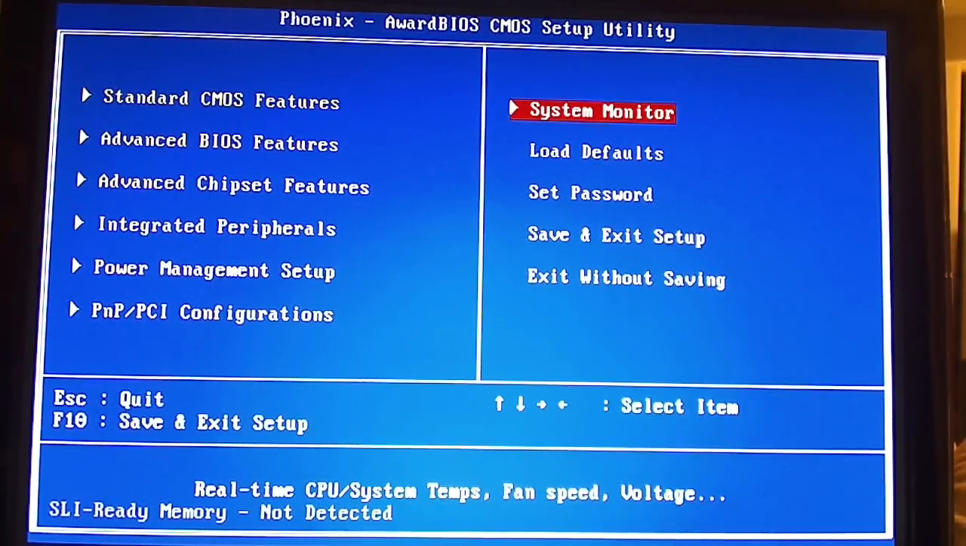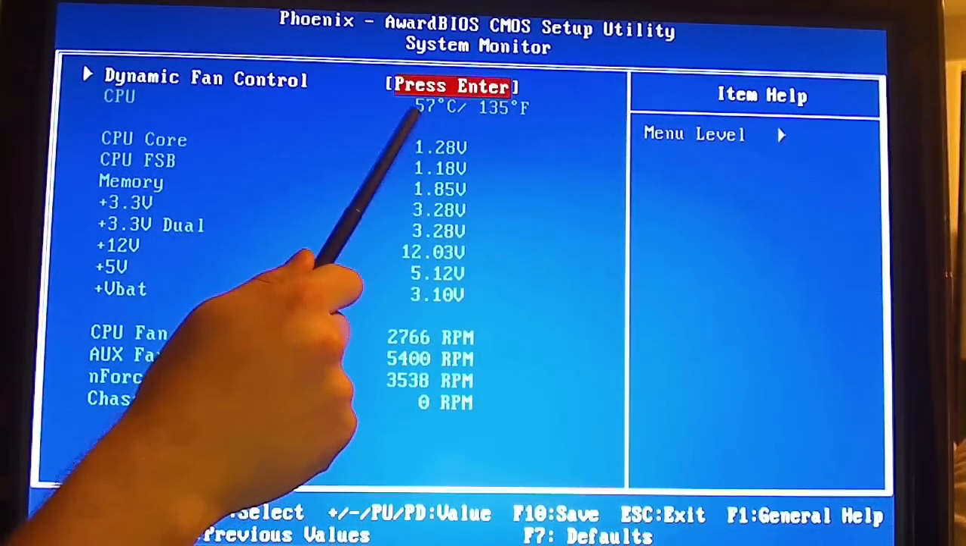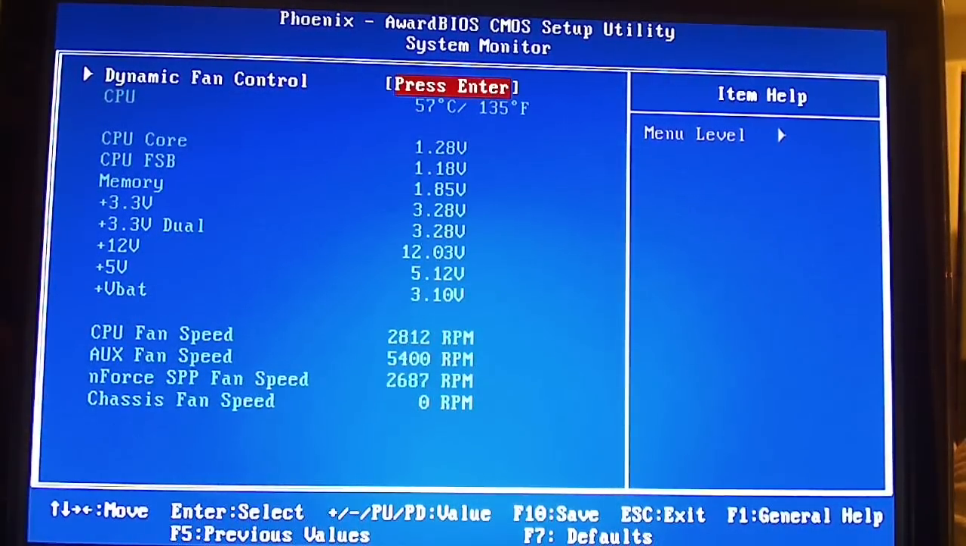All right, let's look at the temperature of the CPU. So I'm in my BIOS. I'm gonna go to the system monitor. And right here, it says my CPU is running at 57 degrees Celsius.